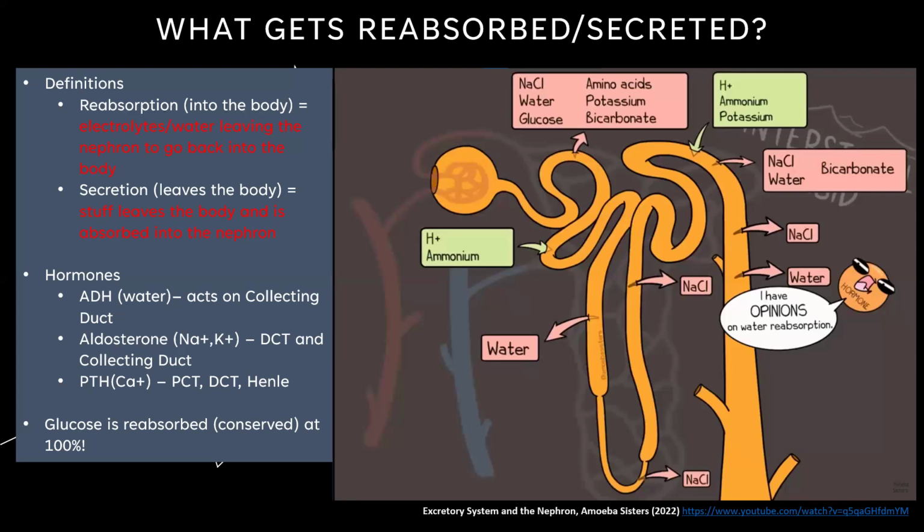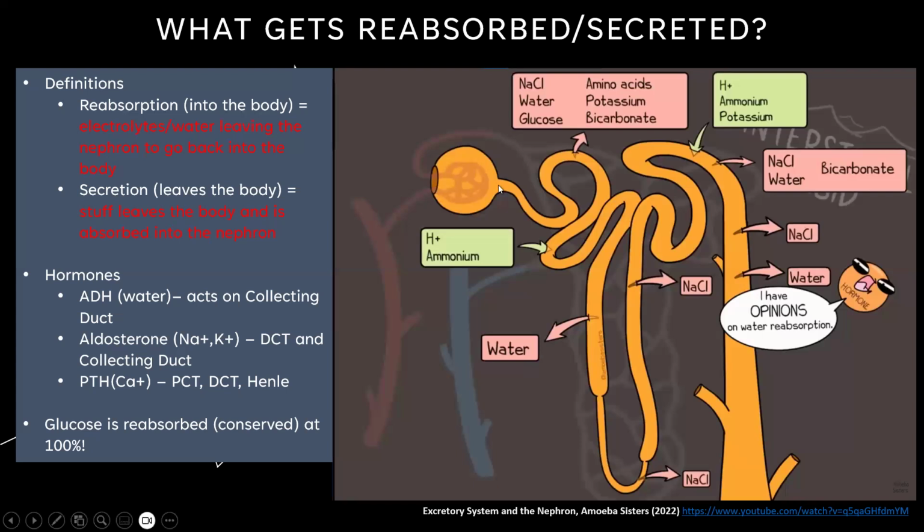So definitions: reabsorption means reabsorbing into the body, water and electrolytes leaving the nephron to go back into the body. I've mentioned that a few times. Secretion is things in our body being released and put into the nephron so that they can be combined with the urine to get rid of, through our urinary bladder.